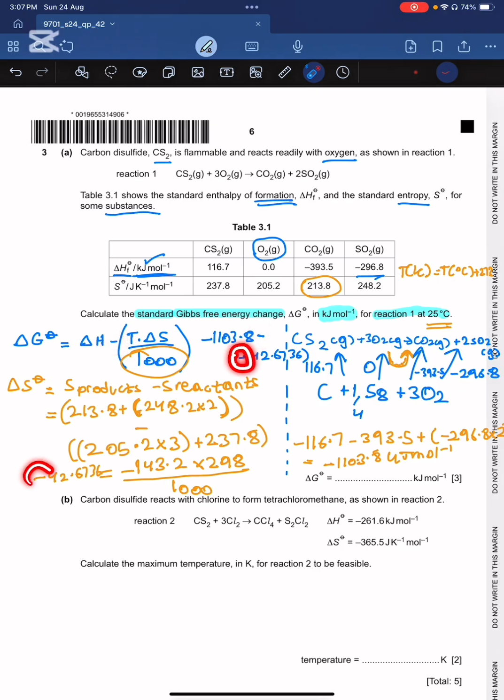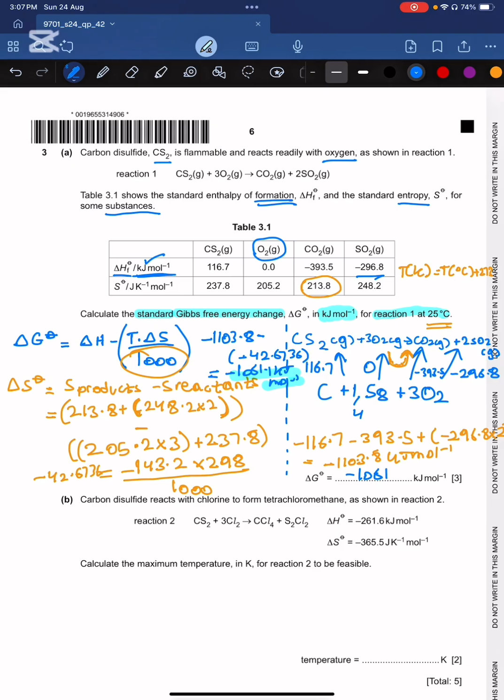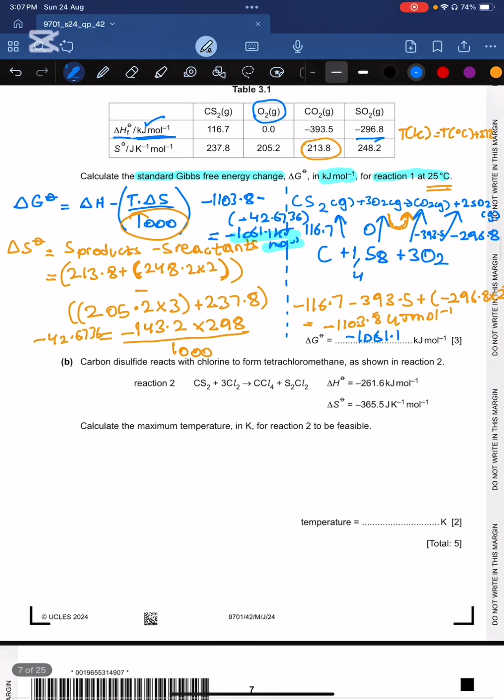This minus sign is this one. Therefore, minus minus becomes plus, which gives me the answer of minus 1061.1 kilojoule per mole. This is my answer: minus 1061.1 kilojoule per mole. The next question is: carbon disulfide reacts with chlorine to form tetrachloromethane as shown in reaction 2. Calculate the maximum temperature in Kelvin for reaction 2 to be feasible.